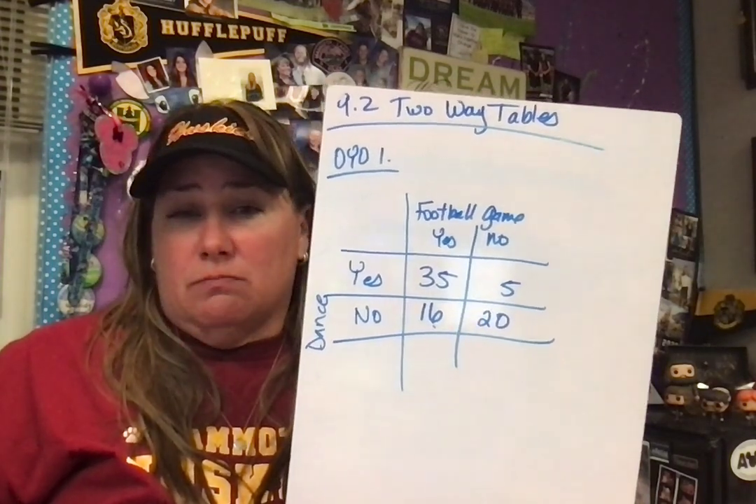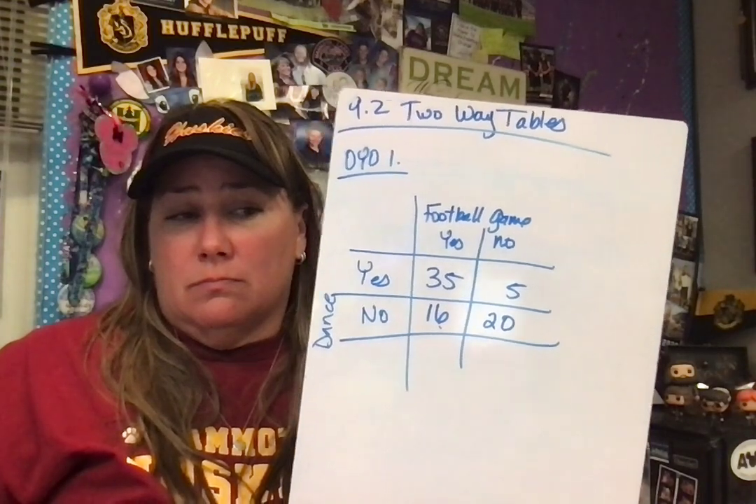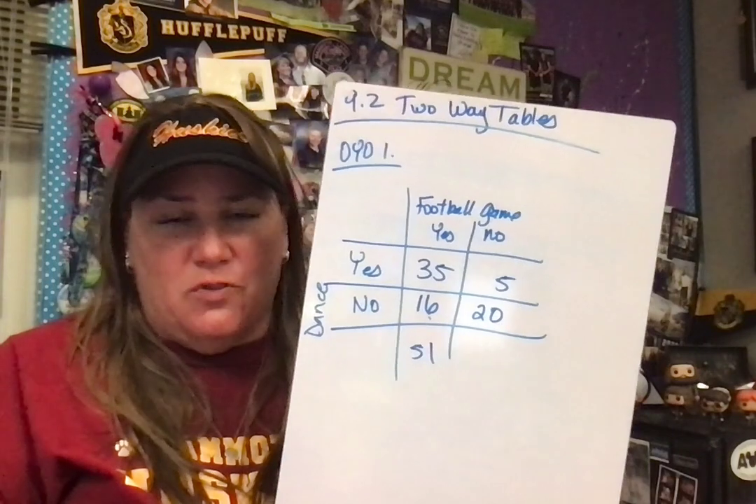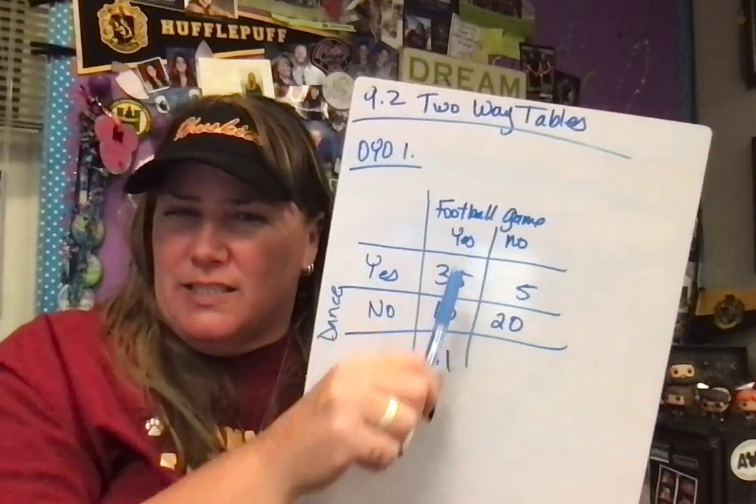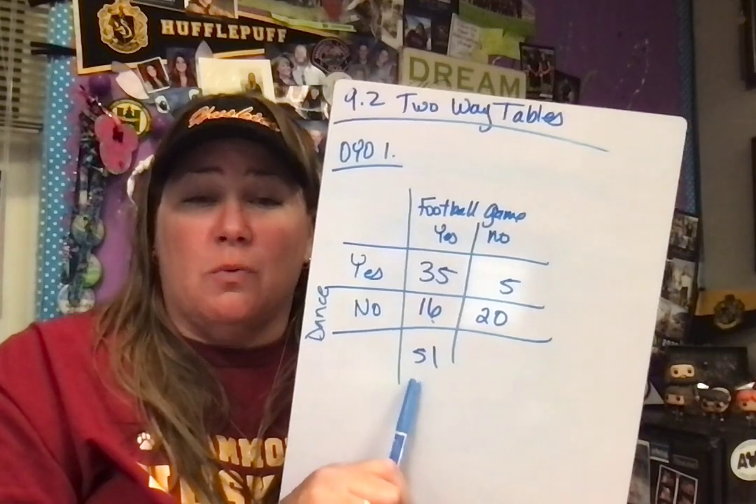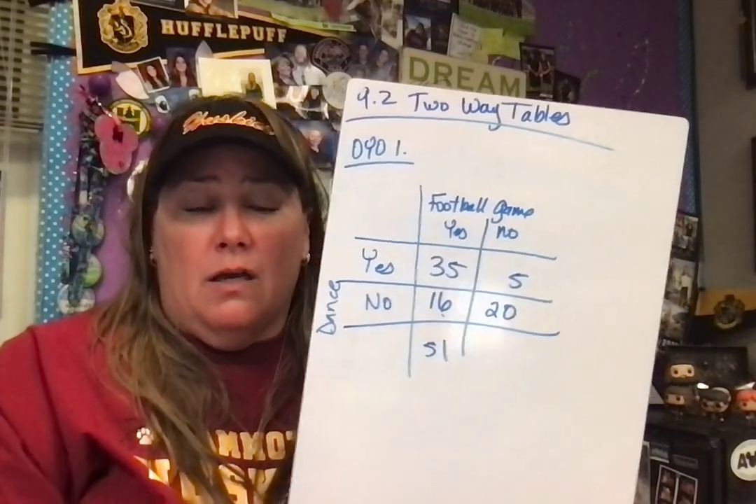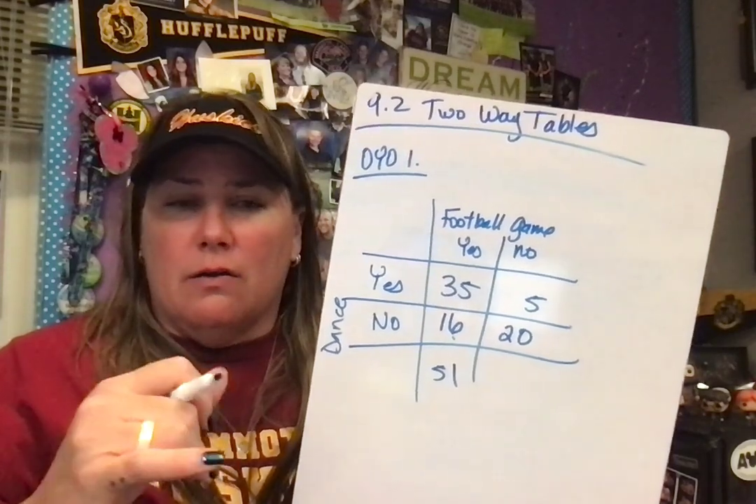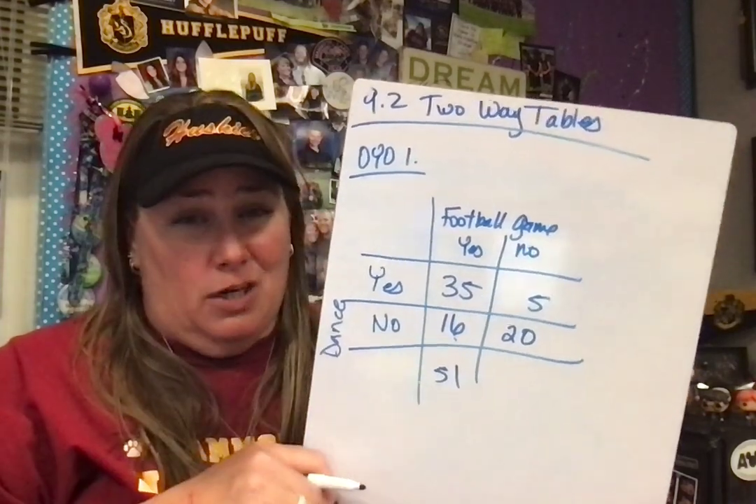What'd you guys come up with? Hopefully you said 51. Because notice I didn't ask about the dance. I just want to know how many kids were going to the football game. So 51 are going to the football game. So if they don't ask about another category, then they're asking about a frequency, believe it or not.